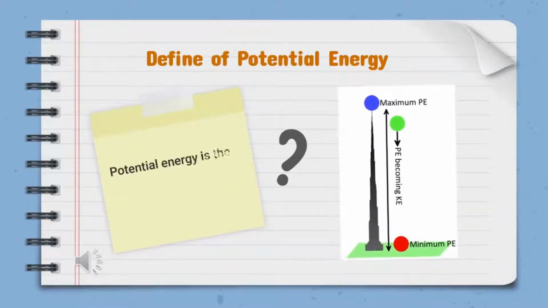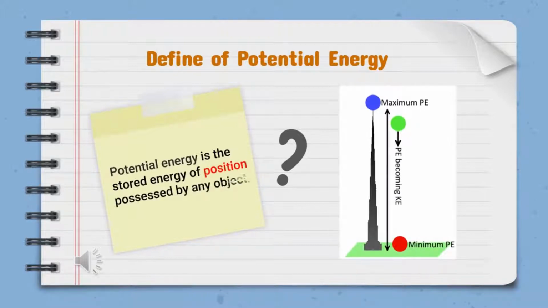Potential energy is the stored energy of position possessed by any object. Based on the example, if the object is close to the center of gravity of the Earth, it has less potential energy. That's why the blue circle has maximum potential energy, because it's away from the ground.